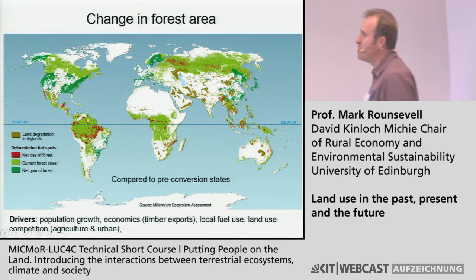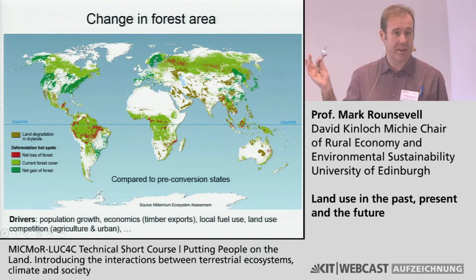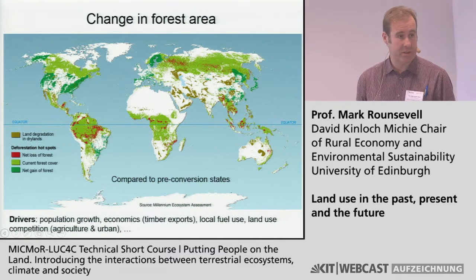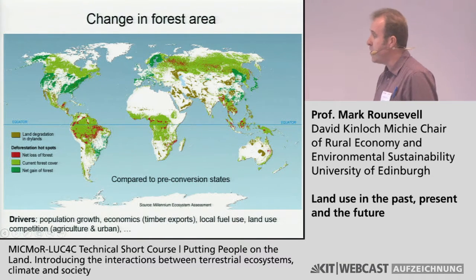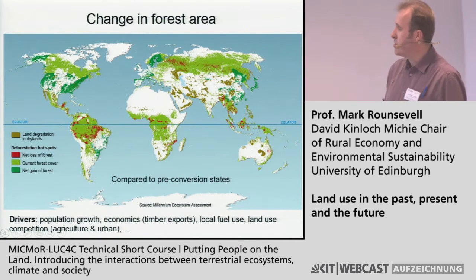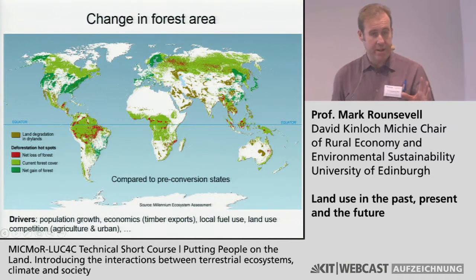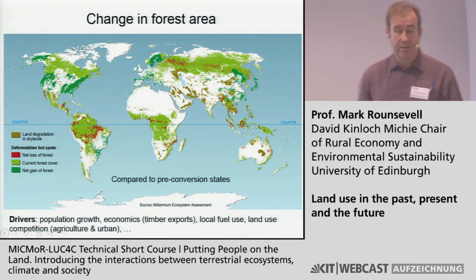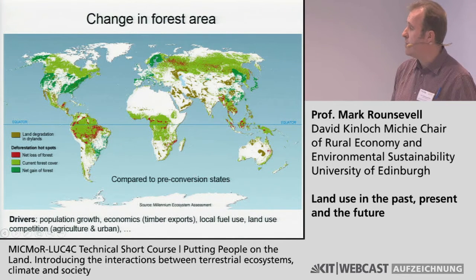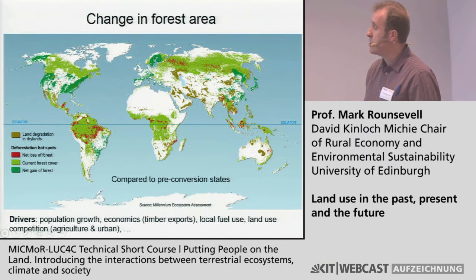Okay, so this is some general data from the Millennium Ecosystem Assessment, which looks at changes in forest area globally from pre-conversion situations. So it's not time limited, it's just from when forest was converted in the past. And what you can see, there are different colors on this particular map. The pale green gives the current forest cover areas. Areas in red show the net loss of forest, so deforestation. And areas in dark green show reforestation, so gains in the forested areas.